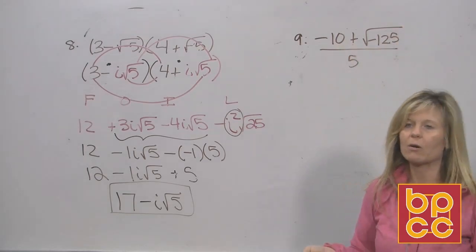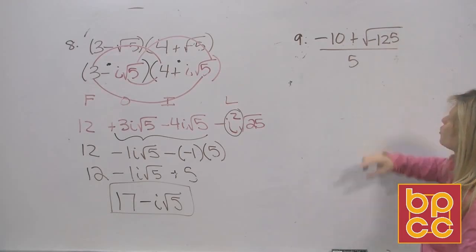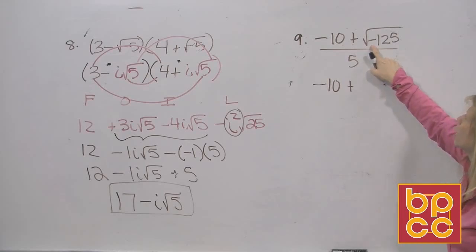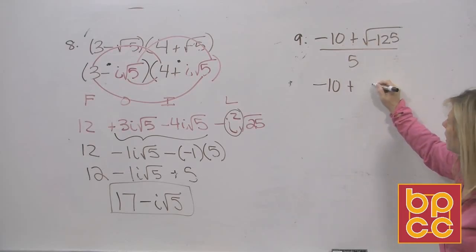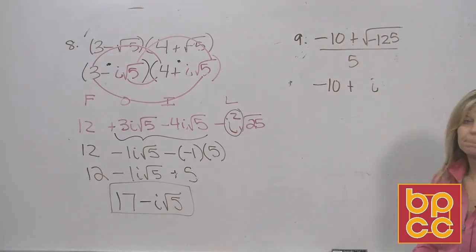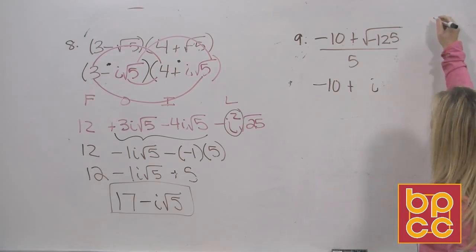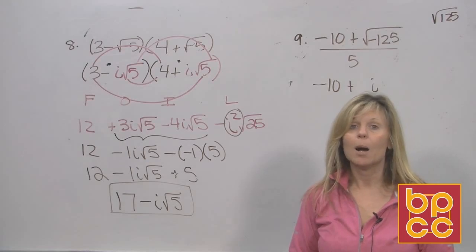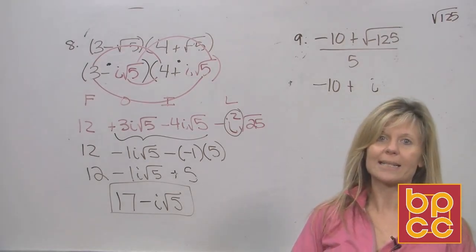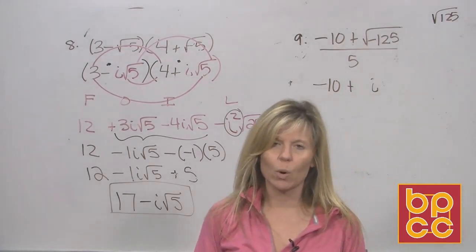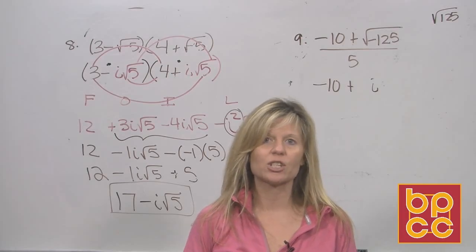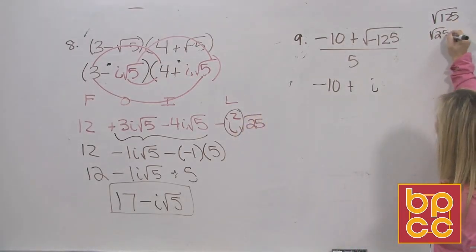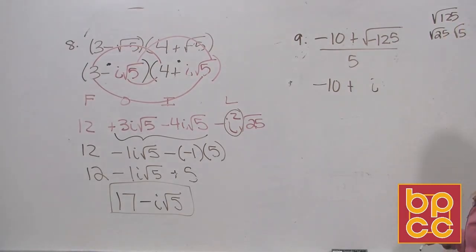Which one do you do first? That's right, you do the root first. So we're going to leave negative 10 plus, we're going to come over here. We know a square root of a negative number is imaginary. We're going to pull out the i. But what do we talk about with the square root of 125? You're right, it's not a perfect square. But that means you got to reduce it or break it down. So what perfect square divides into or factors into 125? Very good. This would be 25 times 5.